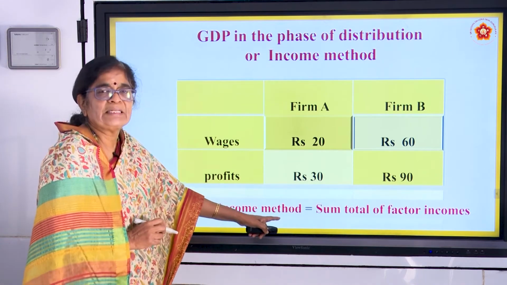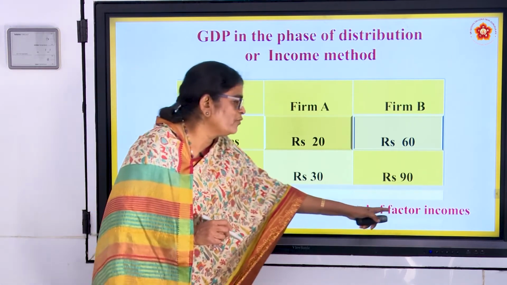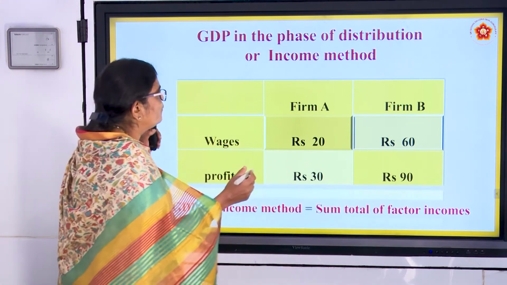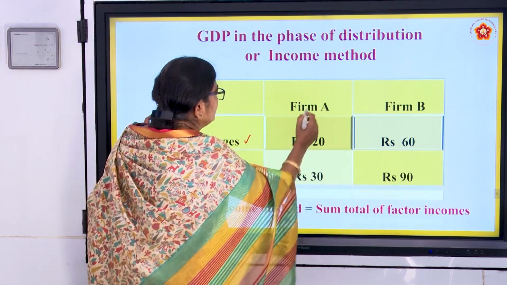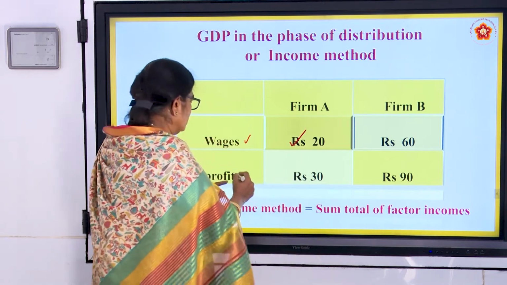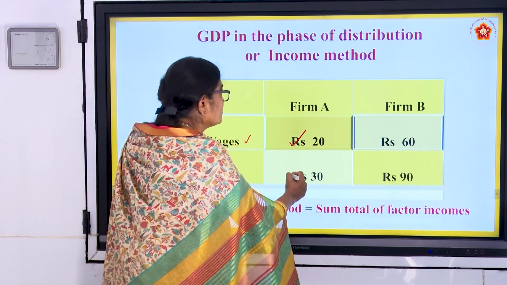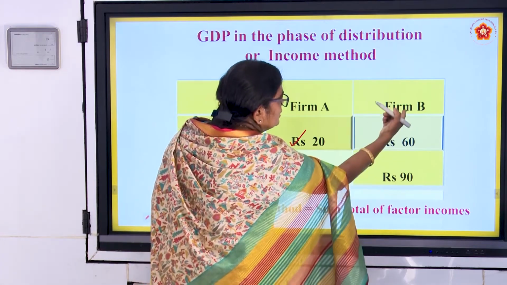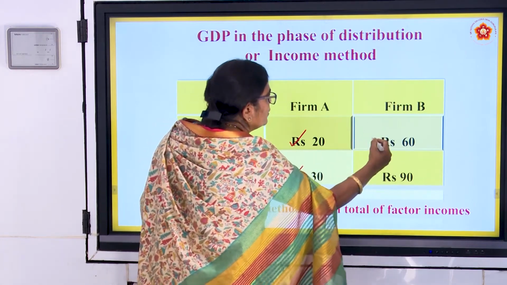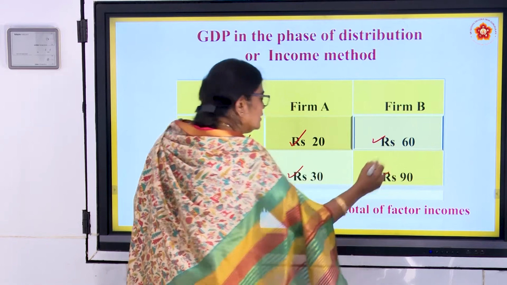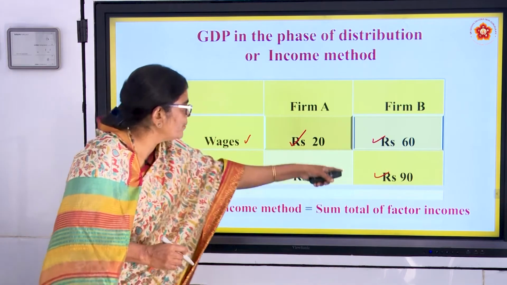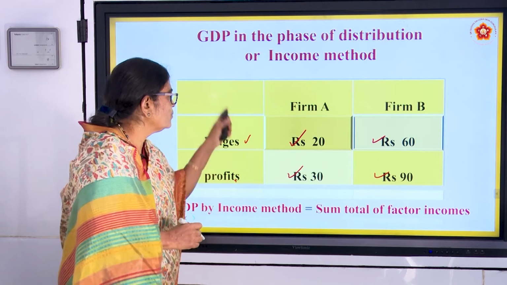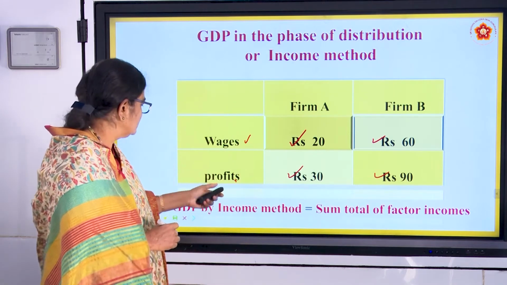GDP by income method is nothing but the sum total of factor incomes. How much wages does firm A pay? 20. What is the profit of firm A? 30. What is the sum total of factor income? What are the wages for firm B? 60. Profit 90. That is the factor income earned and distributed among wages and profit.